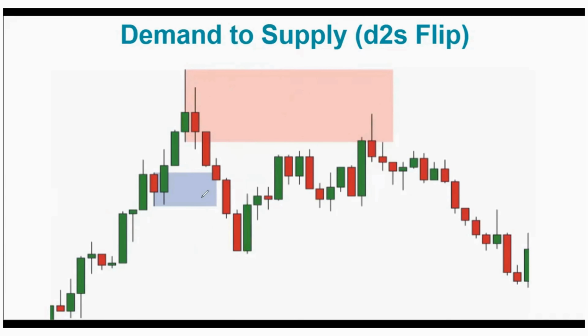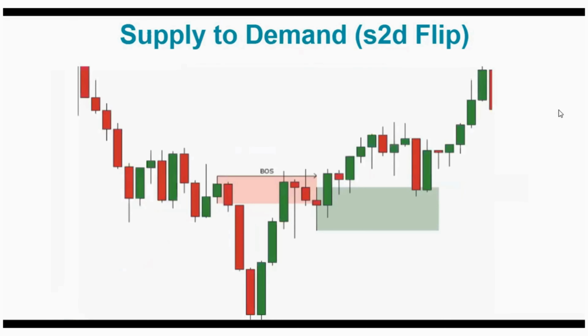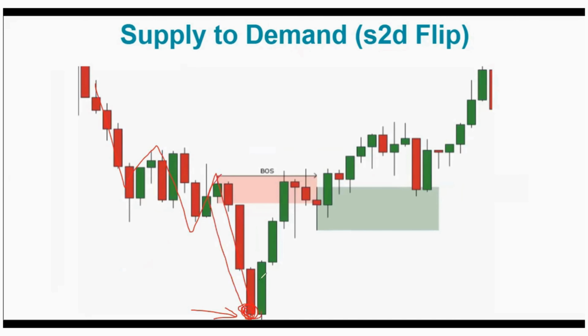So the flip ensures that the market has changed the trend. Okay, let's see one more example. So this is a supply to demand flip. You can see the market is coming down. The previous example was a demand to supply flip; this is a supply to demand flip. Now you see the last lower low is here. The last up candle that created this whole move is this one, which you see by the red box.